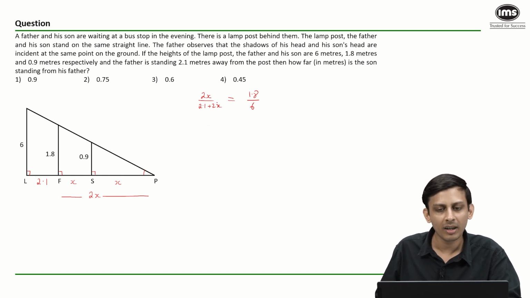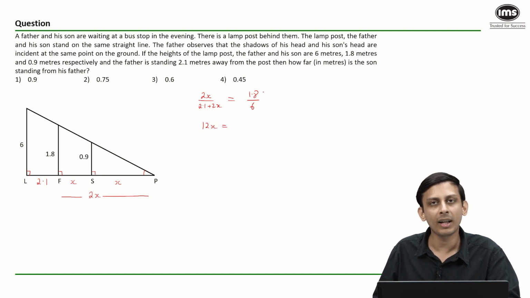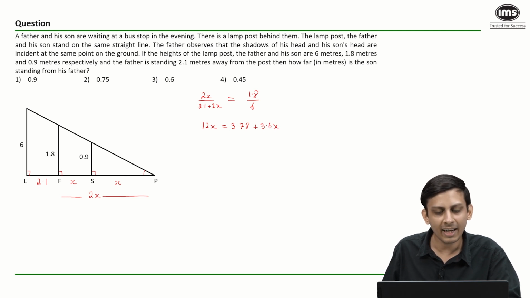So if we solve this now, we will get 12x. Now 2.1 into 1.8. What is 21 into 18? 378. So this will be 3.78. Okay, then we have 2x into 1.8. That will be 3.6x. Okay, so now solving this, we will get 12x minus 3.6x. That will be 8.4x. This is equal to 3.78. So x will come out to be 3.78 by 8.4.